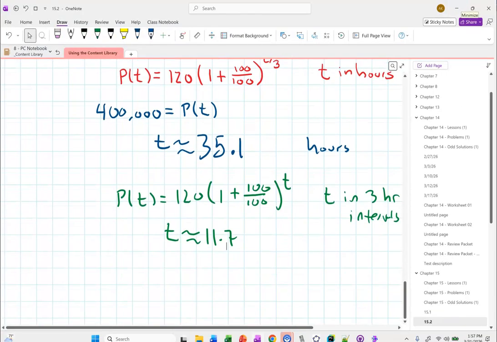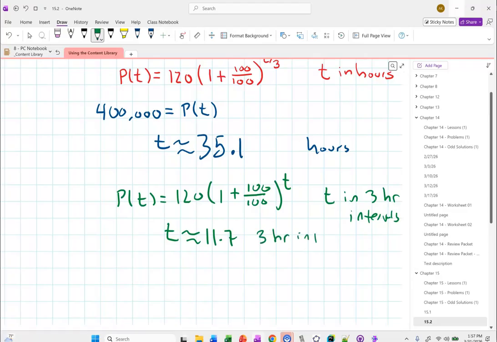So here I would need to be careful and say 11.7 3-hour intervals. Or I could take that answer, multiply it by 3, and write it as just hours. But as long as you put the t's in 3-hour intervals, you don't have to, unless the question specifically asks for the number of hours. This said how long. So you're free to use whatever unit you'd like. It's just a question of what the question is really asking for. But here, either would be okay.